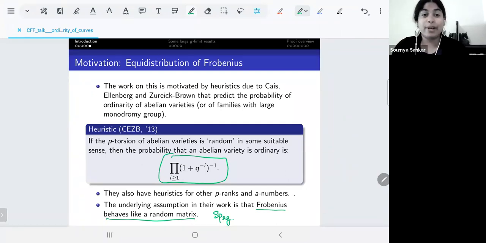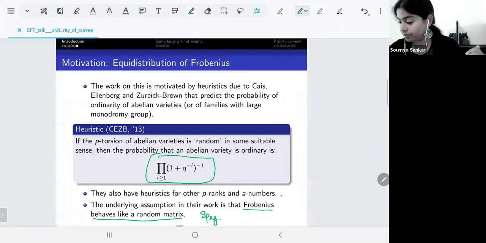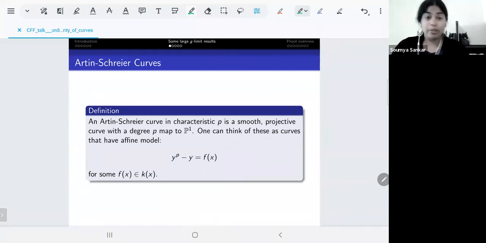And I will also say why those families of curves behave differently from what Cais, Ellenberg and Zureick-Brown call a random abelian variety. So the two families that I'm going to talk about are Artin-Schreier curves and superelliptic curves. So what is an Artin-Schreier curve? Well, an Artin-Schreier curve is a curve with a degree p map to P^1 in characteristic p.